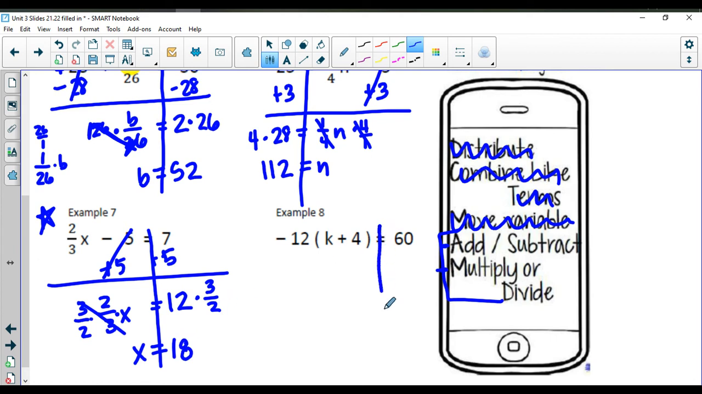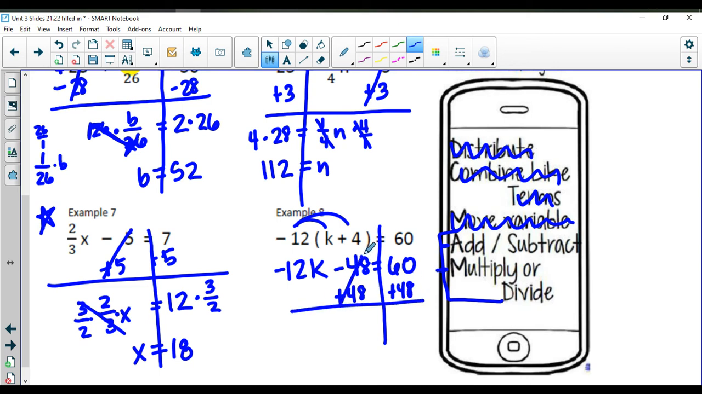Our final example here, this is a little different, but if you remember this one that was right here, remember the first step was to distribute? So we could actually distribute this -12 out. -12k minus 48 equals 60. This looks now like a regular two-step. So we're going to add 48, inverse cancels, -12k equals 108. -12 is stuck to the k with multiplication, so I'm going to divide by a -12. Divide by a -12, so k is equal to a -9 here.